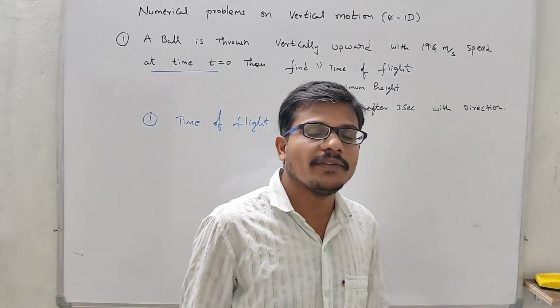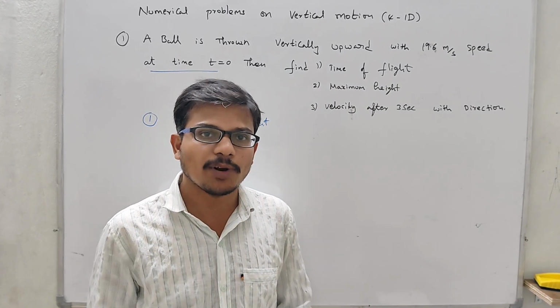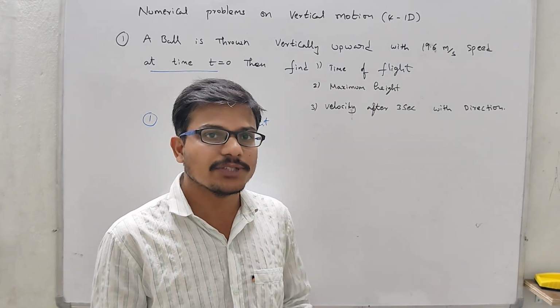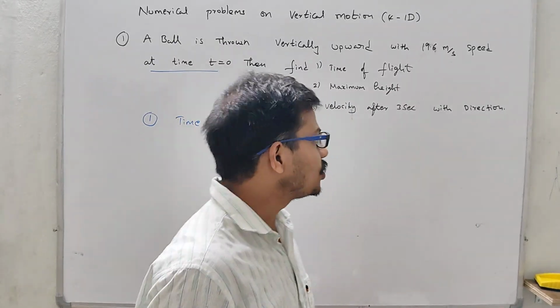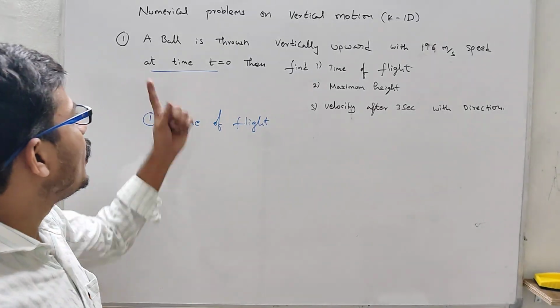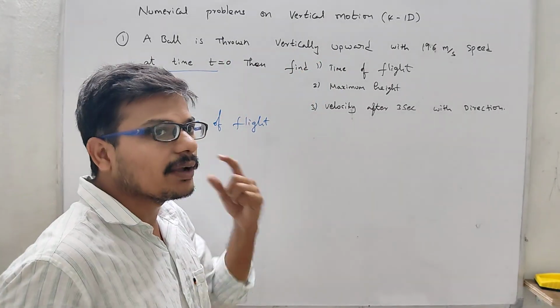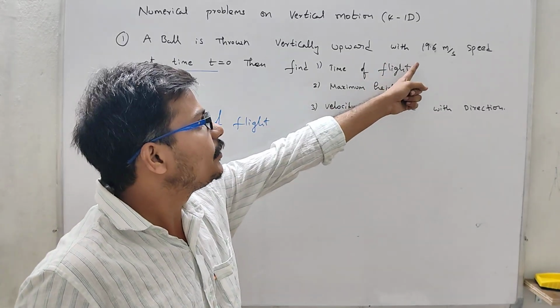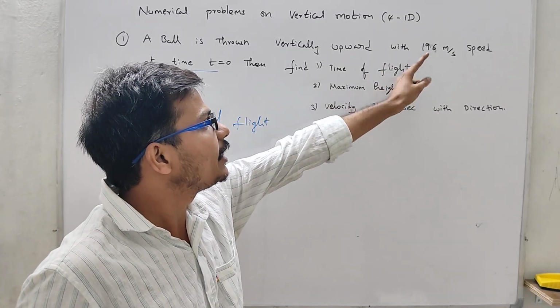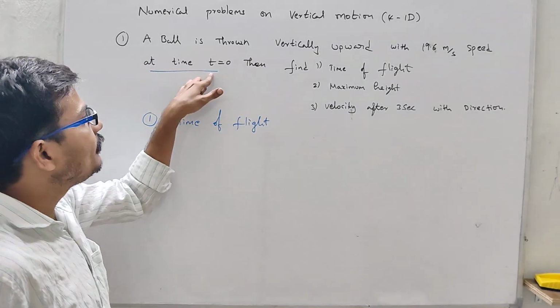Hi everyone, today we are discussing numerical problems on kinematics, 1D motion in the vertically upward or vertically downward direction. In our first question, see closely: a ball is thrown vertically upward with a velocity of 19.6 meters per second at time t equals 0.